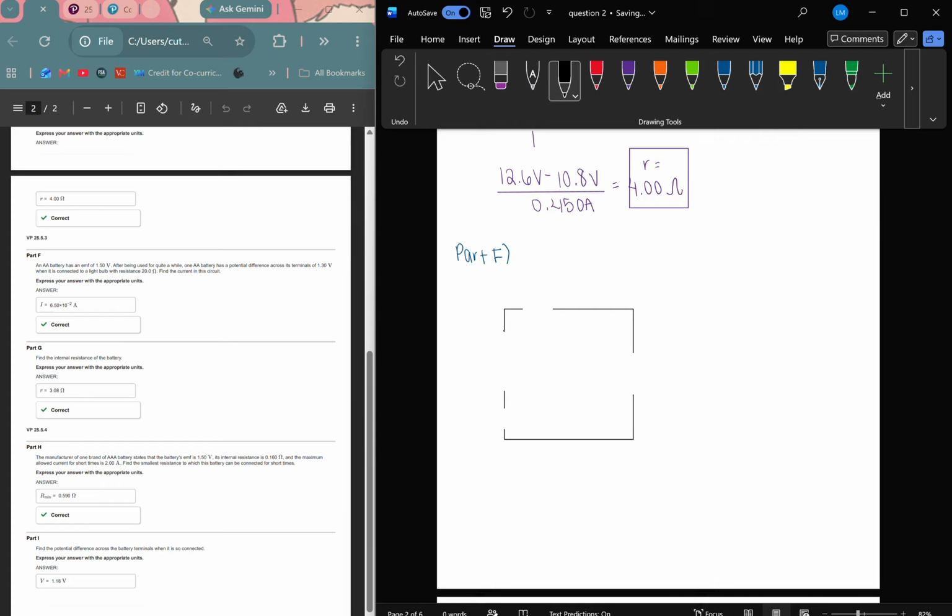Okay, so this is going to be the battery, and this is going to be the internal resistor, and this is going to be the bulb. I'm actually going to draw it. Okay, draw a bulb. Okay, there we go. And this is where I put the current, which we don't know.